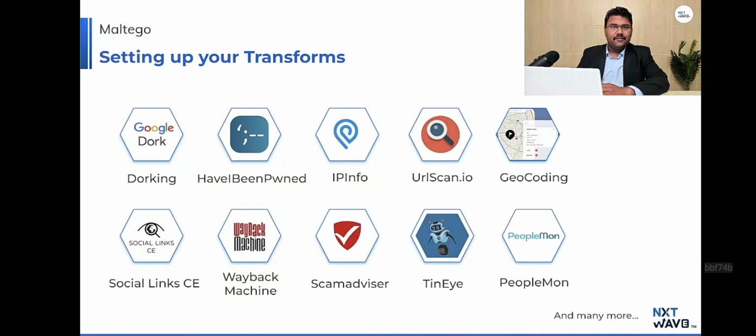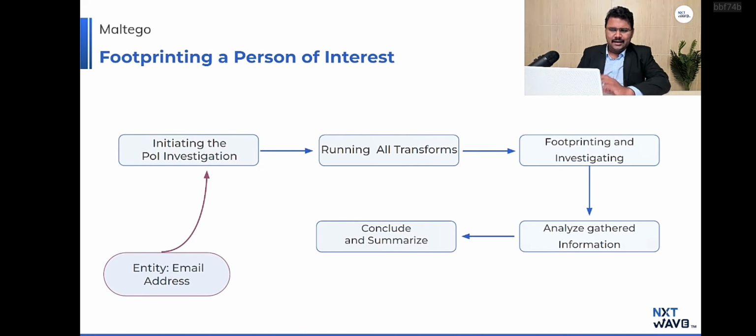Okay, so basically these are the different transforms that we have installed: Google Dorking, HaveIBeenPwned, IPinfo, urlscan.io, SocialLinks, Wayback Machine, ScamAdvisor, and so on and so forth, right? These are not limited. We'll share the necessary list with you. You have understood how exactly you can install a particular transform.